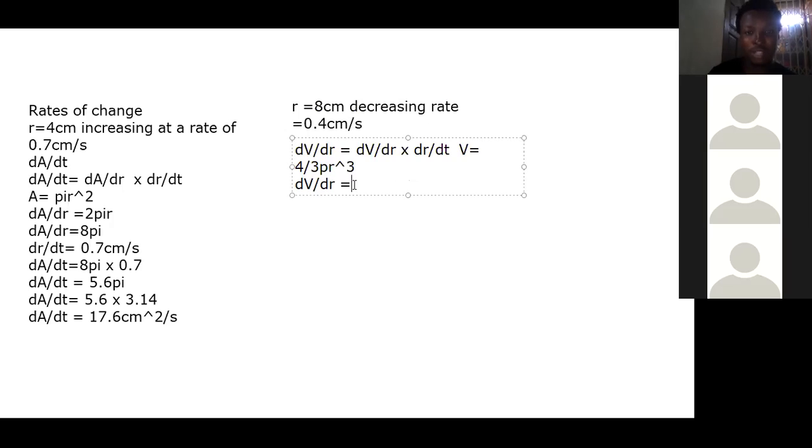So from there we are going to differentiate V with respect to r. When we differentiate, the 3 is going to multiply this, and the 3 will cancel this one. We are going to get 4 pi r squared. So that's what we are going to get.